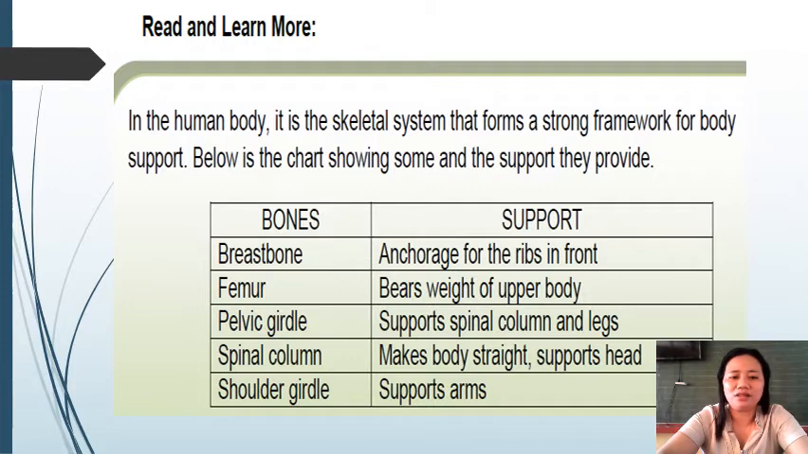Next we have the pelvic girdle. It supports the spinal column and the legs. Next we have the spinal column. The spinal column makes the body straight and supports the head. And the shoulder girdle supports our arms.